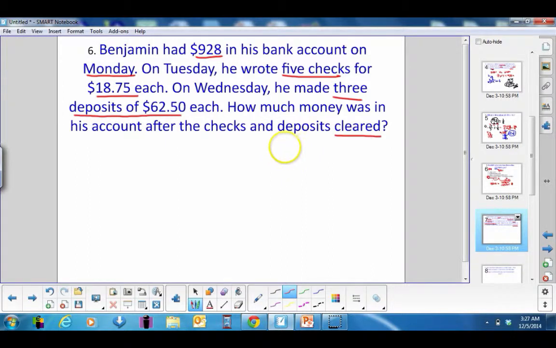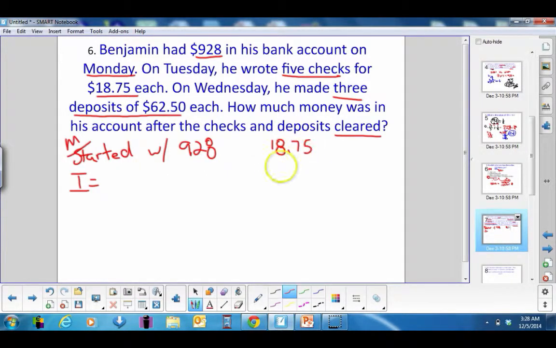Okay, so it looks like he started with $928. So I'm going to write that down. Started with $928. Okay, and that was on Monday. On Tuesday, it looks like he wrote 5 checks for $18.75 each. Okay, so I'm going to work that out over here. He wrote 5 of them. So let's see if we can get the total.